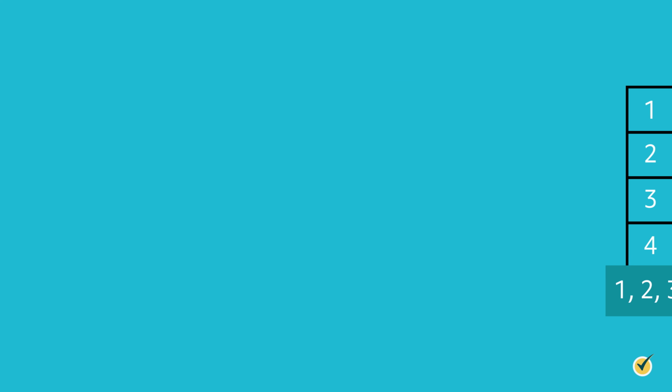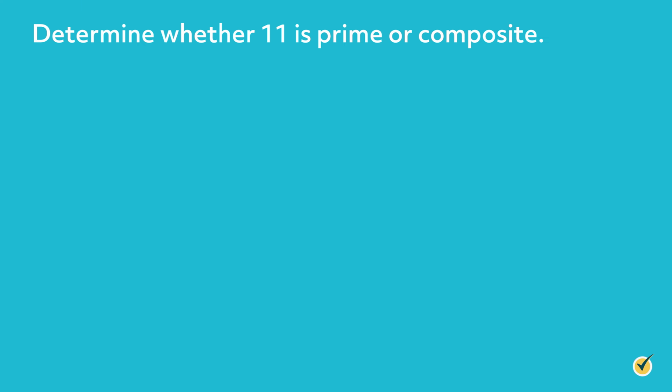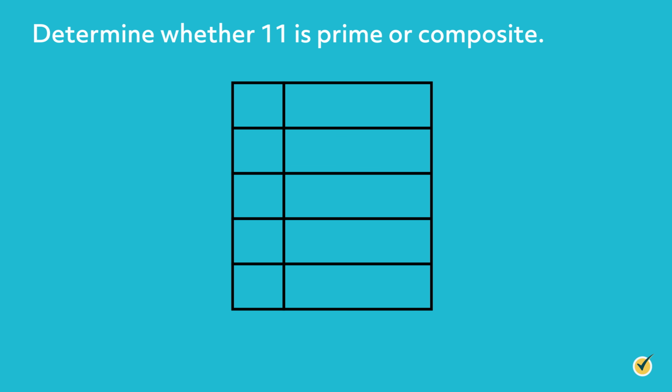Let's take a look at another example together. Determine whether 11 is prime or composite. To do so, make a list of all the factors of 11. Remember, these are all the numbers we can multiply to get a product of 11. Let's start with 1. Ask yourself, 1 times what number equals 11? 1 times 11 equals 11, so 1 and 11 are factors. Next is 2. Nothing times 2 is 11, so we can skip 2 and move on to 3.